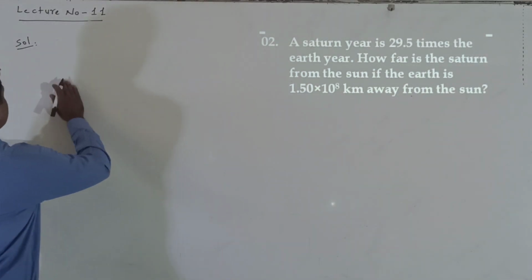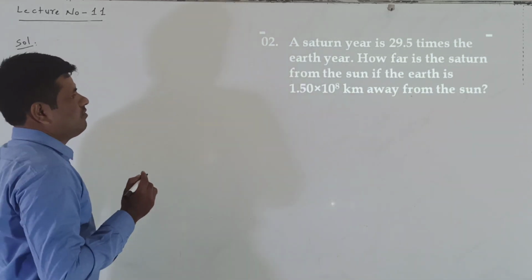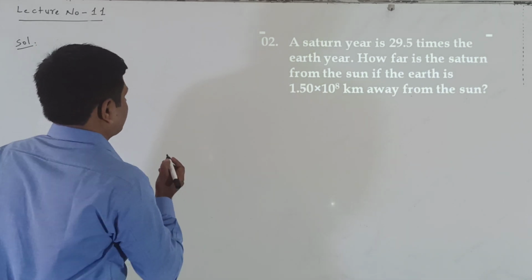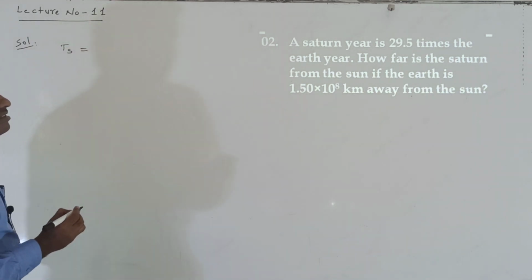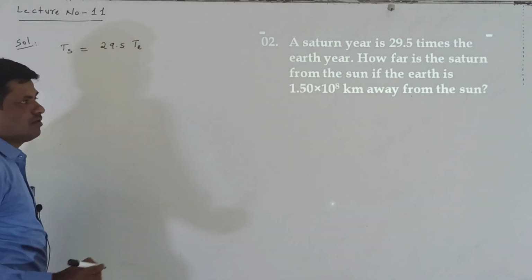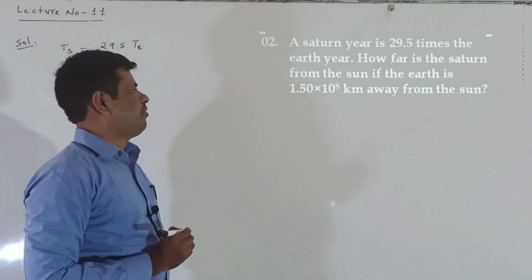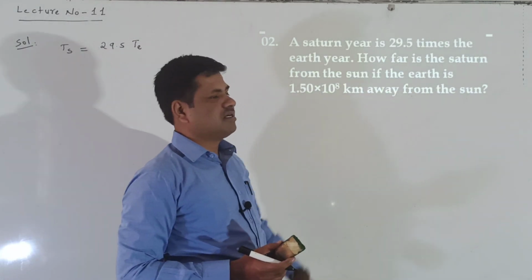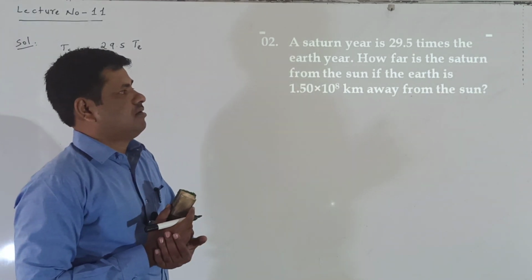A Saturn year is given as 29.5 times the Earth year. I take TS, the Saturn year, equal to 29.5 times the Earth year, TE. How far is Saturn from the Sun, if the Earth is 1.50 into 10 power of 8 kilometers away from the Sun? This means the Sun to Earth distance is given, and we have to find the Sun to Saturn distance.